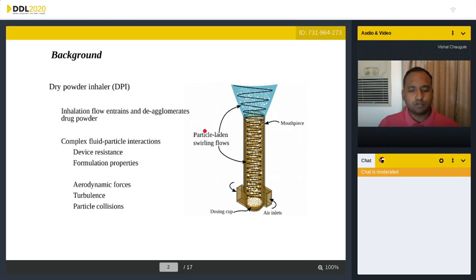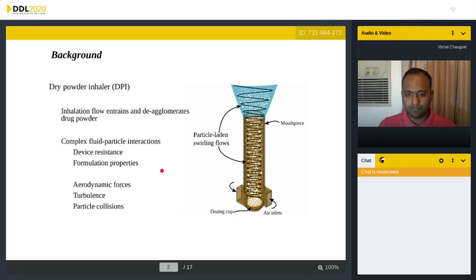As you all know, the inhalation energy provided by a patient is responsible for the entrainment and deagglomeration of drug powder into the airflow. This is a typical DPI, which is a hollow pipe with two tangential inlets at the bottom through which swirl is generated. When inhaled through this device, you have production of particle-laden swirling flow within the device and also emerging from it. These flows have complex fluid-particle interactions, which are dependent on the device resistance and, of course, the properties of the formulation used.